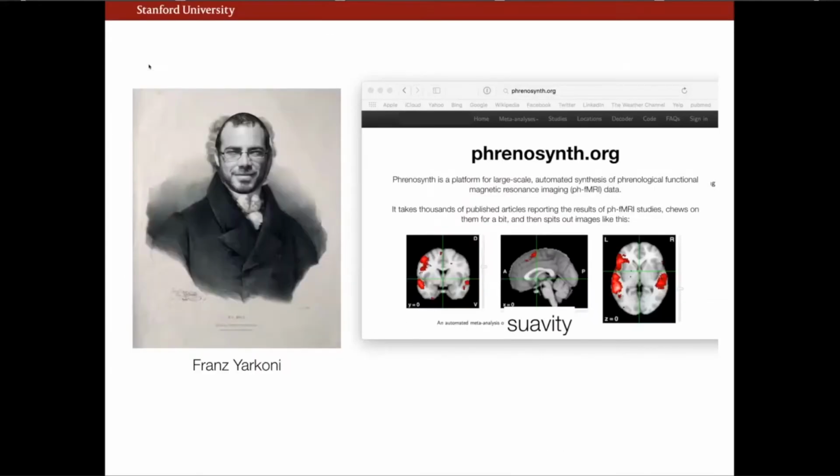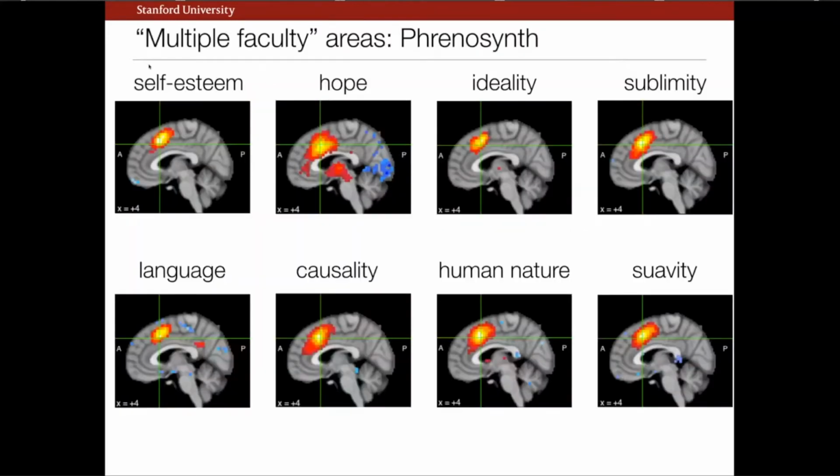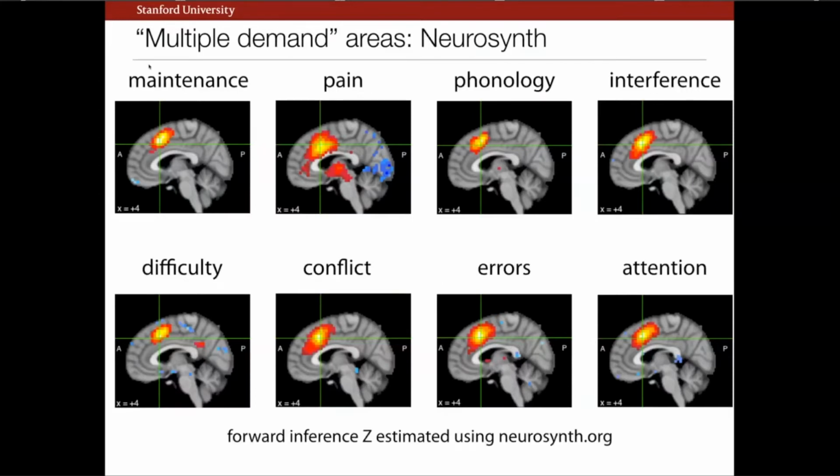You might further imagine that young Tal Yarkoni or someone like that could come along and build a tool to do meta-analyses across the phrenological fMRI literature, like phrenosynth. And then we could do automated meta-analyses of suavity and all of the other faculties. You can imagine what the literature would look like when you did that. You would get something that looks very much like what we get with today's literature, where you get activation in lots of different faculties, and they would all overlap with one another. In fact, that's just the map that we saw earlier from Neurosynth.